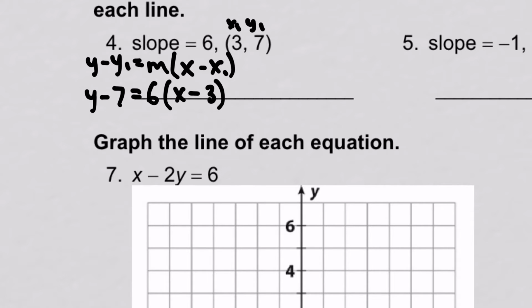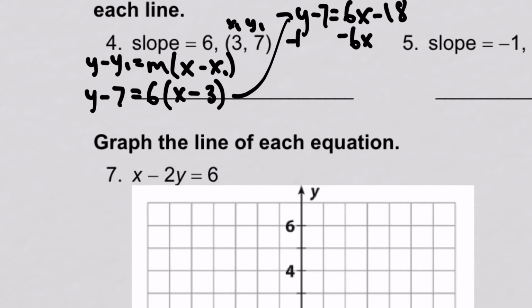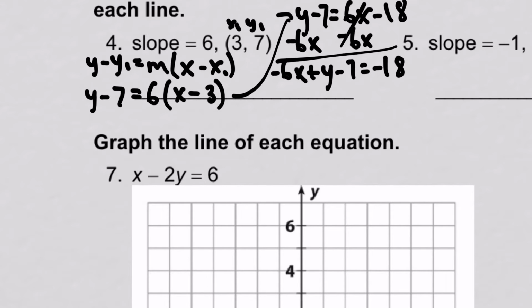We want standard form. So in order to change that, I'm going to distribute the 6 times x, and then 6 times negative 3. So when I distribute, I'm going to get y minus 7 equals 6x minus 18. Then I'm going to subtract the 6x from both sides. So I get negative 6x plus y minus 7 equals negative 18. And then I'm going to add 7 to both sides to get rid of it, because it doesn't belong on the left side.